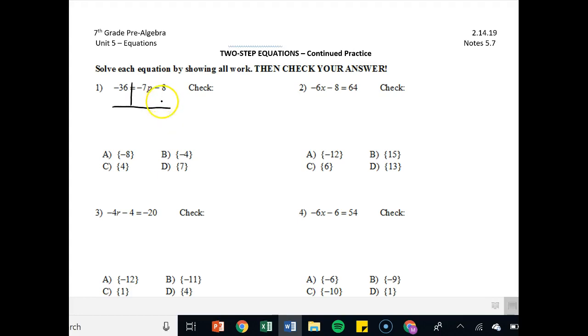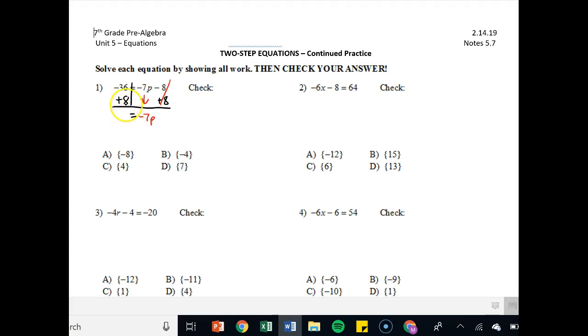Locate the constant. That's the number all by itself. I see it's minus 8, so I can add 8. You always want these constants to cancel off. In this case, they do, right? So then we drop down not 7p, but negative 7p. You'll hear me say it over and over again.